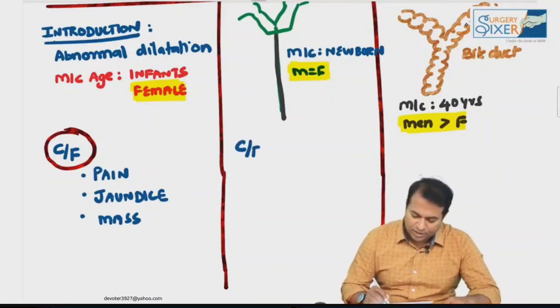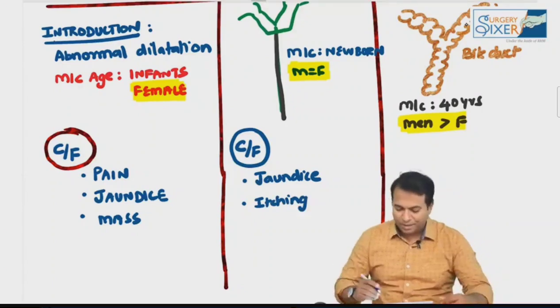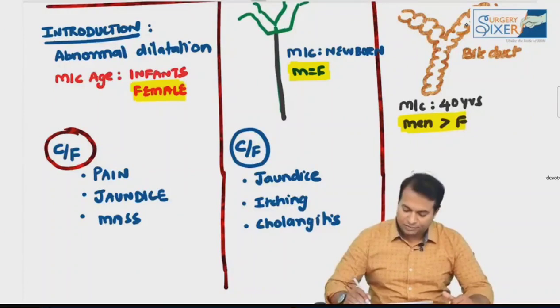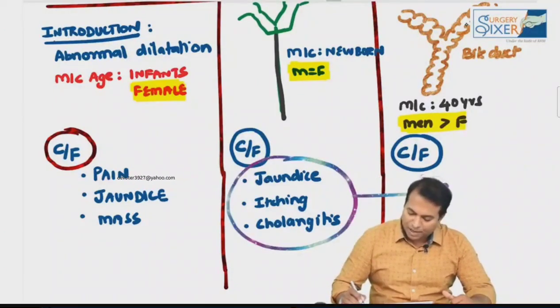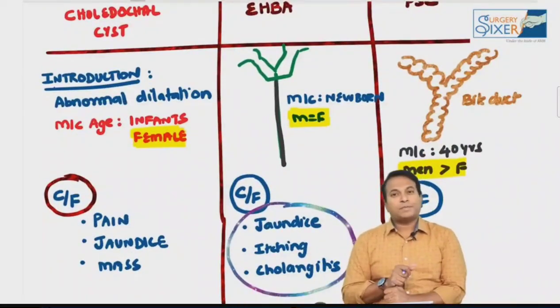What is the clinical feature of extrahepatic biliary atresia? They will also have jaundice and itching all over the body. Because of severe jaundice, the babies may have itching, and they may develop cholangitis. Jaundice, itching and cholangitis are features of EHBA, and the same are also seen in primary sclerosing cholangitis. Please remember, all of these will develop obstructive jaundice.